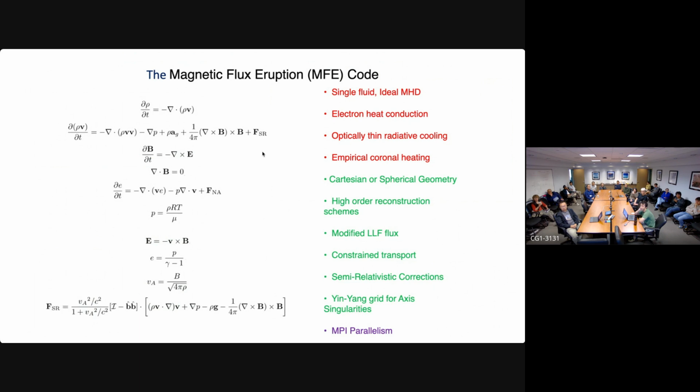We also use the constrained transport method, so we ensure the divergence of B is 0 to machine precision. We include the semi-relativistic corrections. And we also have the Yin-Yang grid for the axis singularity, which allows us to perform full sphere global simulations. And we use MPI for the parallelization.